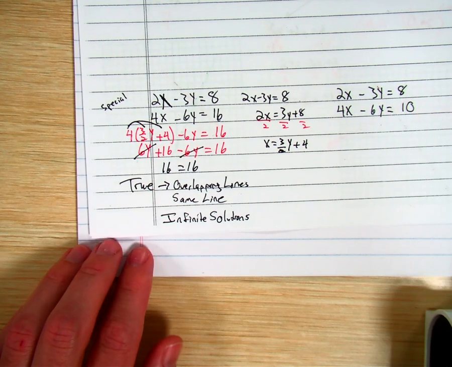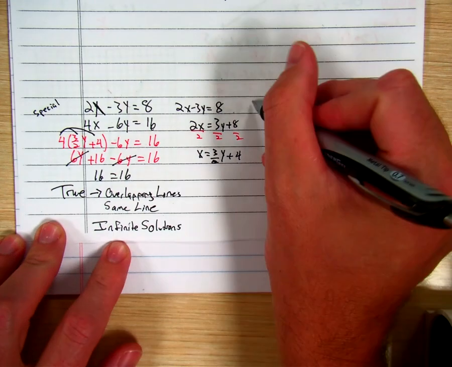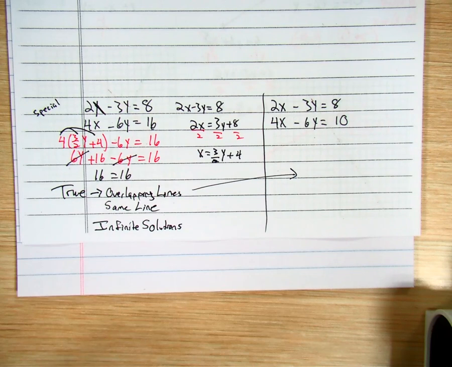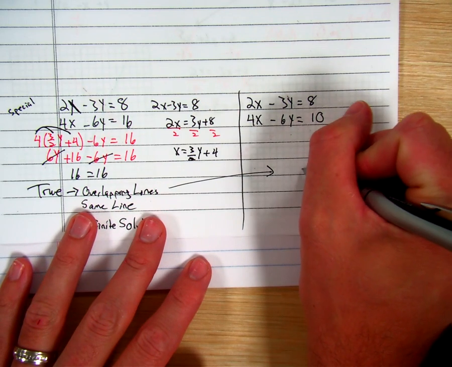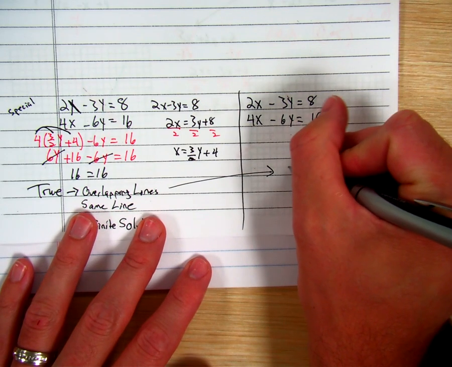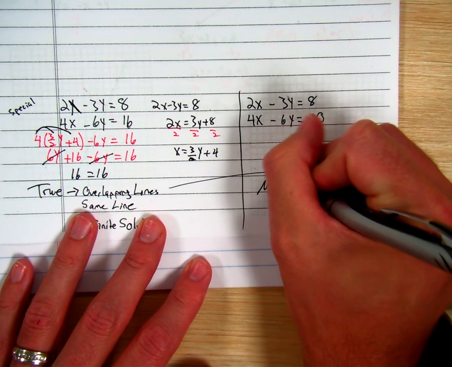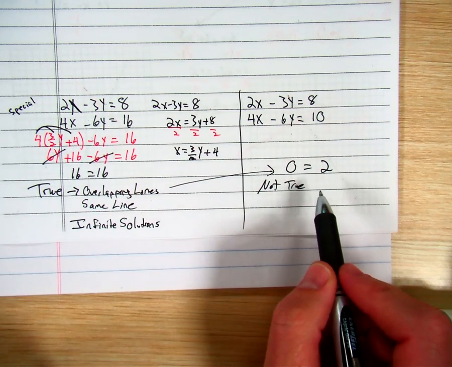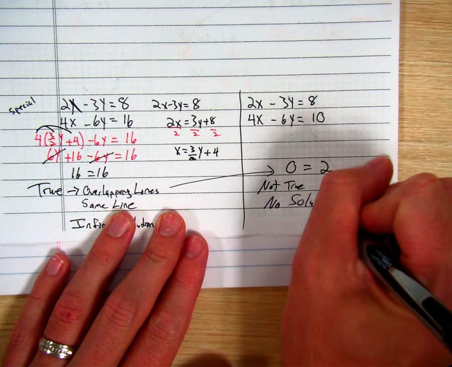Okay? And we're already at about 21 minutes on the video, so we're going to take the shortcut on this one. It's going to be the same thing that happens over here. All the letters cancel out. If all the letters cancel out and you get something that's not true, like 0 equals 2, that means that they are parallel lines and we're going to have no solution.